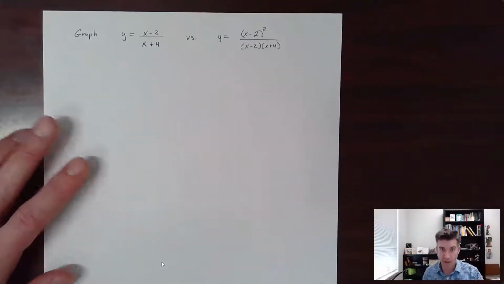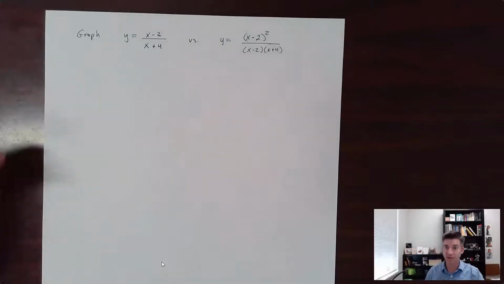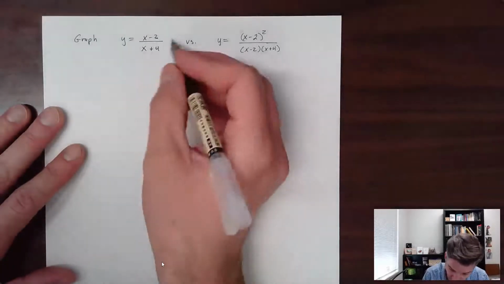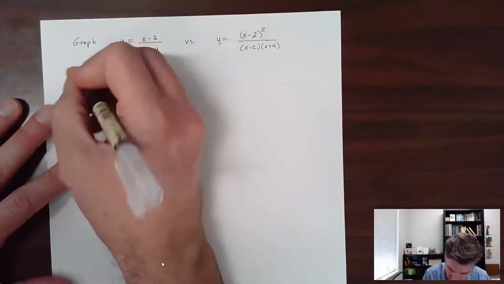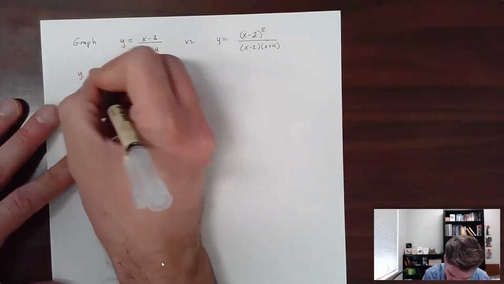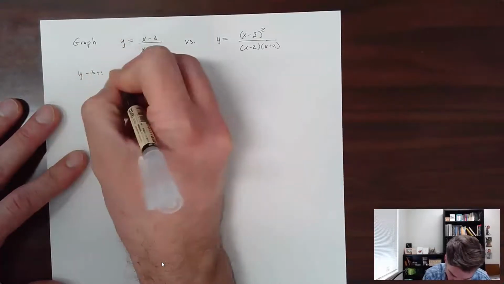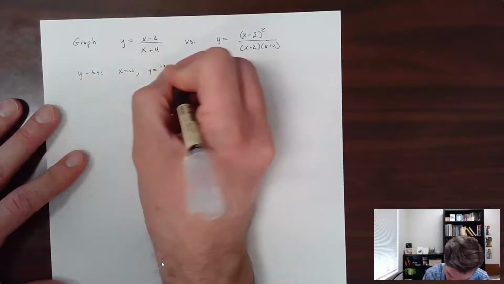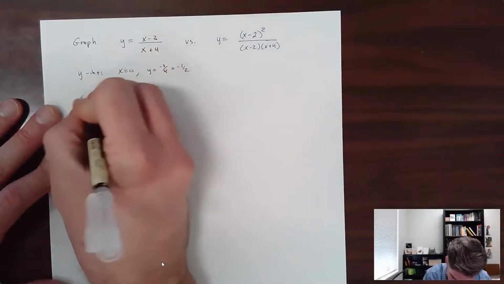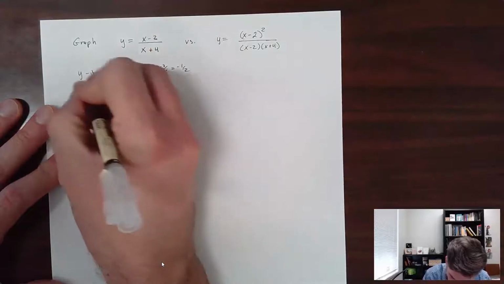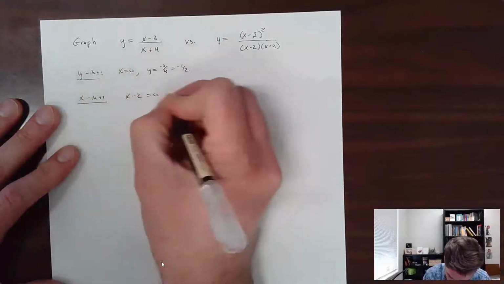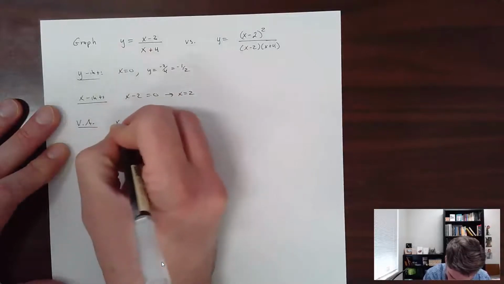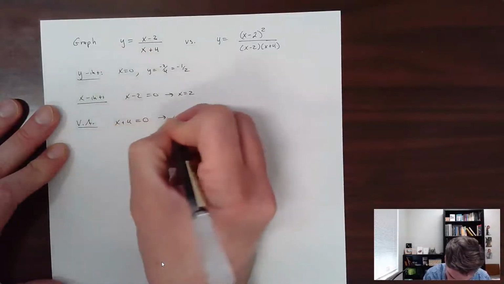So here's a graph: y equals (x minus 2) over (x plus 4) versus y equals (x minus 2) squared over (x minus 2) times (x plus 4). So let's just do the graph. For the y-intercept, we set x equal to 0. We get y equal to -2 over 4, which is -1/2. For the x-intercept, you set x minus 2 equal to 0, and you get x equal to 2. For the vertical asymptote, set the bottom equal to 0. You get x equal to -4.